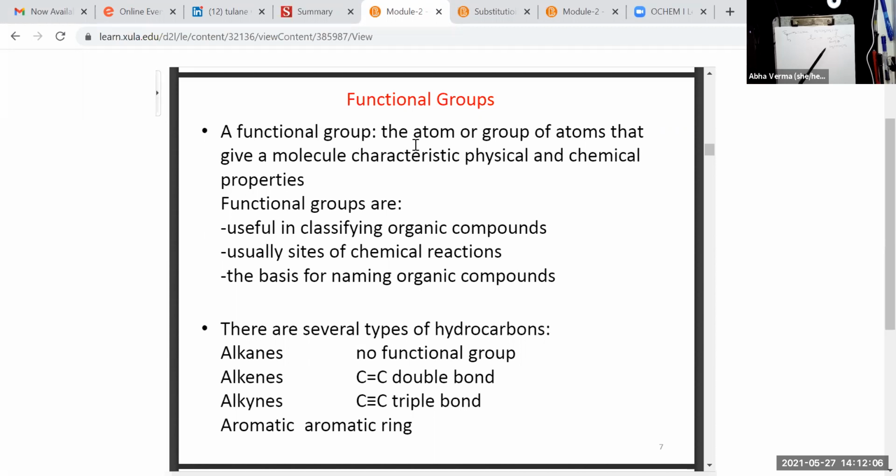A functional group is an atom or group of atoms. What is a group of atoms? Molecules. So an atom or a group of atoms that gives a molecule characteristic physical and chemical properties. Some of the general functional groups that you can think about off the top of your head, anyone? Anyone? Go ahead, take a shot.